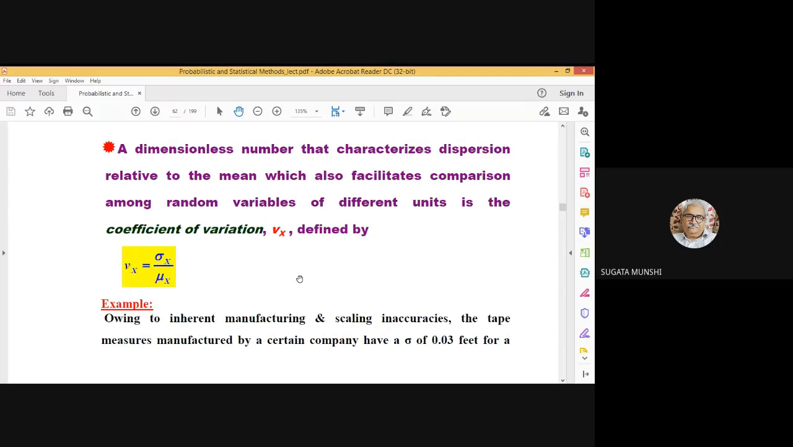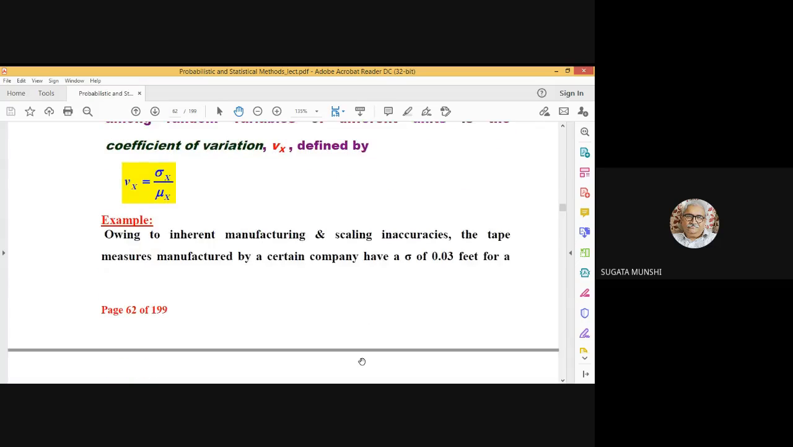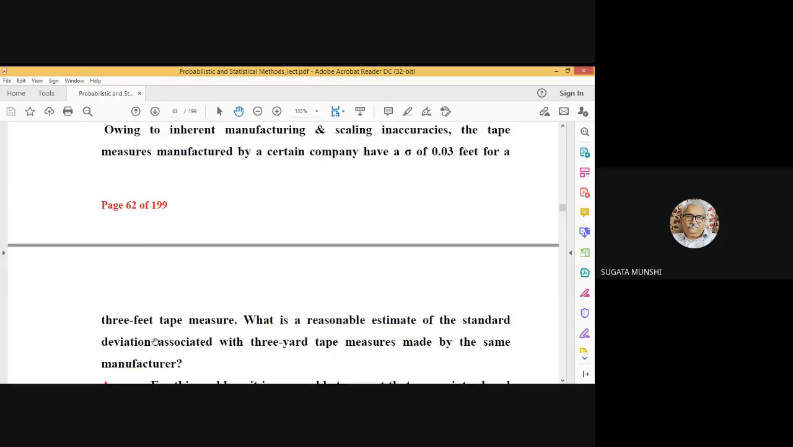Now, due to inherent variability, that means manufacturing tolerance and scaling inaccuracies, say in a certain industry, measuring tapes are being manufactured and they have a standard deviation of 0.03 feet for a 3 feet tape measure. So the question is what is the reasonable estimate of the standard deviation associated with 3-year tape measures made by the same manufacturer?